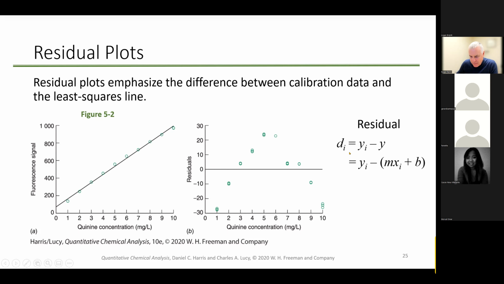So each d sub y is y sub i minus y. Right? y sub i is the measurement, and y is the model value, right? And so anyway, you can see that the data are actually curved, whereas the model is straight.